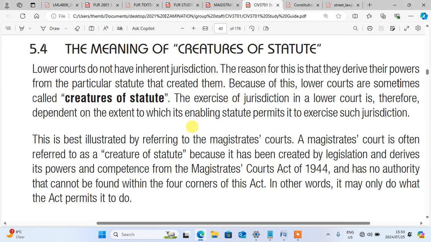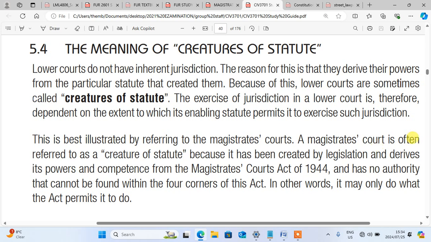Have you ever heard something called creatures of statute? That's right. Lower courts do not have inherent jurisdiction. The reason for this is that they derive their powers from the particular statute that created them. Because of this, lower courts are sometimes called creatures of statute. The exercise of jurisdiction in a lower court is therefore dependent on the extent to which its enabling statute permits it to exercise such jurisdiction. This is best illustrated by referring to the magistrate courts.